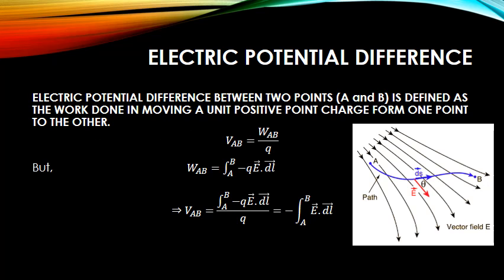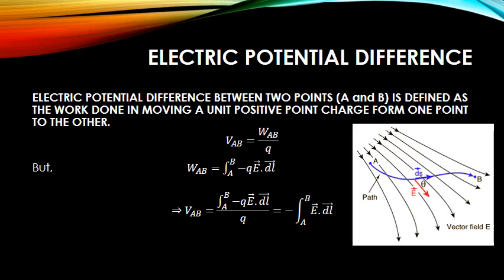Hello students. In this video lecture, I have discussed the concept of electric potential difference and discussed a few examples based on electric potential difference and electric potential. By definition, electric potential difference between 2 points is defined as the work done in moving a unit positive point charge from one point to the other. Here, the work done is work done by external agent against electrical forces in moving the charged particle without acceleration.